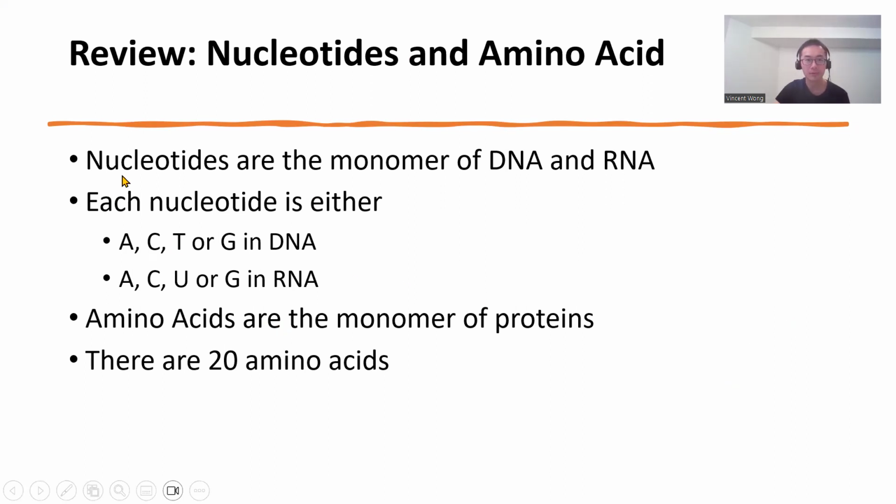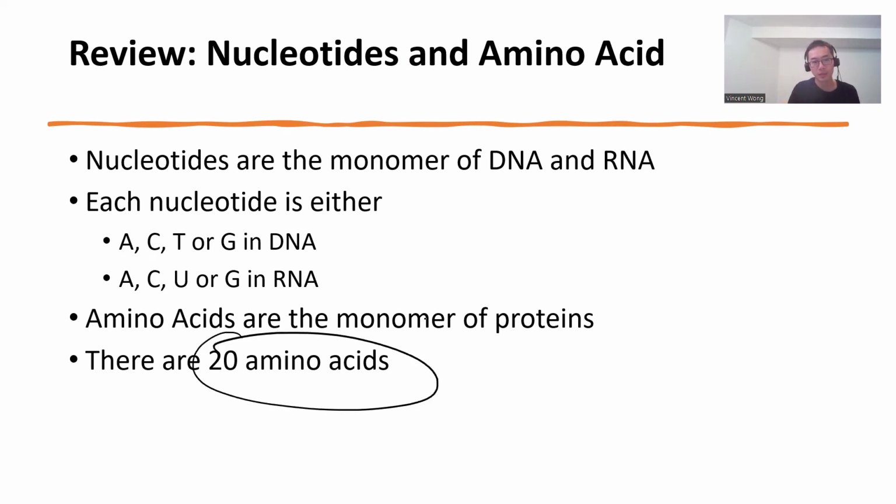I hope you know that nucleotides are the monomers of DNA and RNA. Each nucleotide is either ACTG or ACUG, depending on whether it's DNA or RNA. I'm sure you know that part. As for proteins, the monomers are amino acids, and there are 20 amino acids.